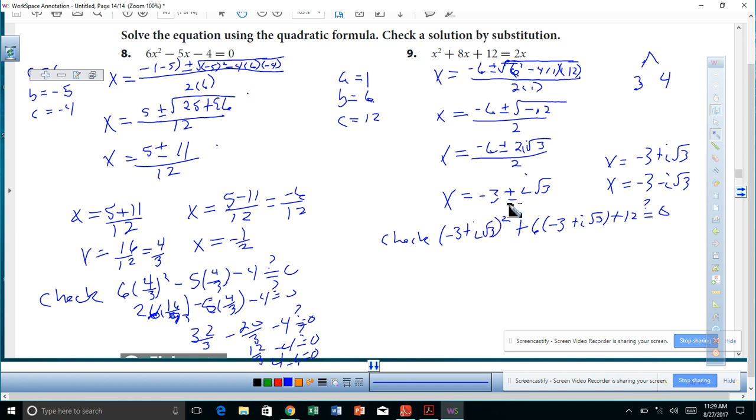All right, so what do we got here? If we do this, negative 3 times negative 3, so we get 6 minus 6i square root of 3 minus 24 plus 8i times the square root of 3 plus 12. And does that equal?